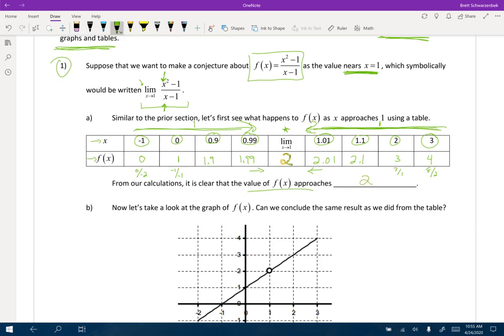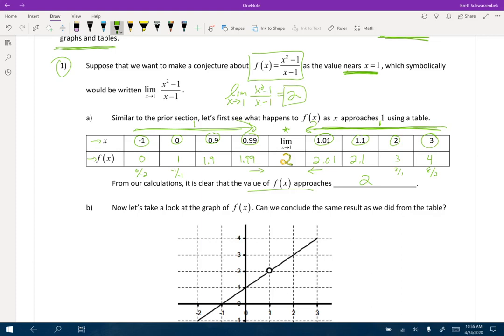So what is this? This is the limit as x approaches 1. So what would we write? So basically, in the problem, we would say that the limit as x approaches 1 of x squared minus 1 over x minus 1 is equal to 2. So that would be our answer to our problem.